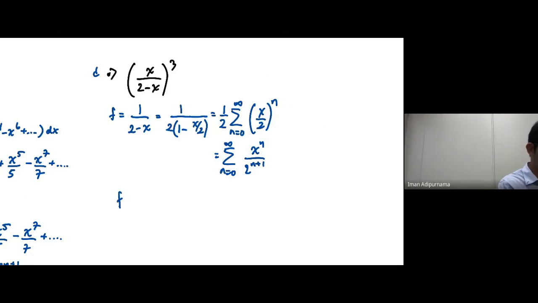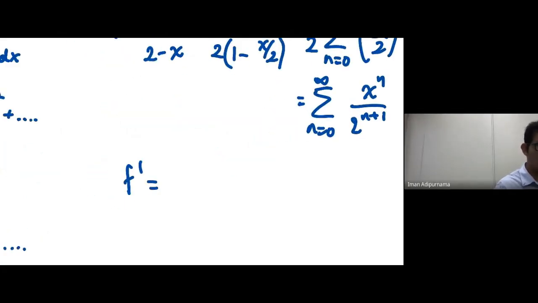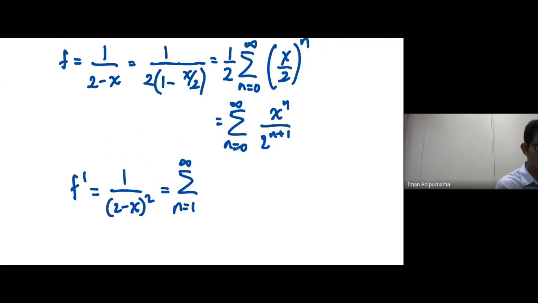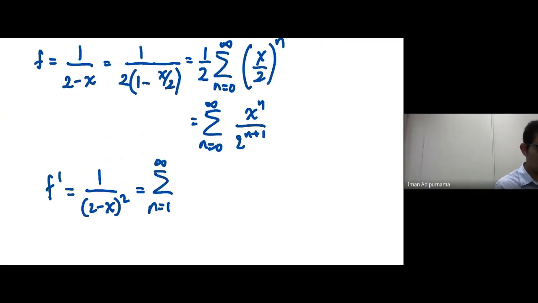Let me write the f prime. If we differentiate, it will be 1 divided by 2 minus x squared. And the right side will be the sum from n equals 1 of n x to the n minus 1. Okay. And my suggestion, because we are dealing with more than one variable, like we have n, we have x, but all the differentiating is with respect to x. Okay.